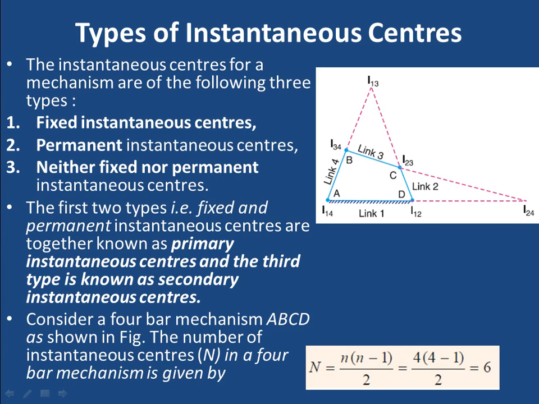Now you can see the marking over here. Where you can see I14, I12, I34 and I23. Whichever are marked on these points, automatically they are already there in the mechanism. You don't need to draw a separate instantaneous center for this. Already they are known, so that's why they are known as primary instantaneous centers.